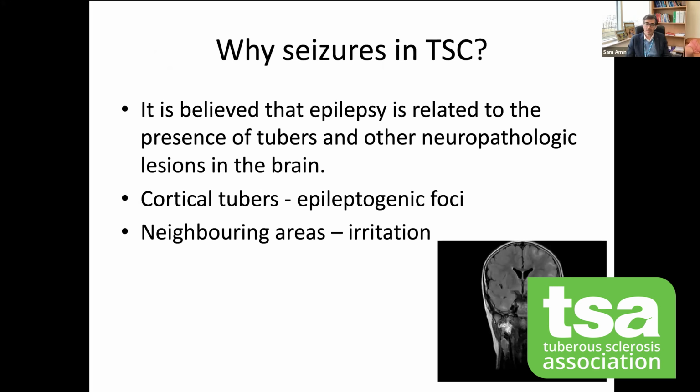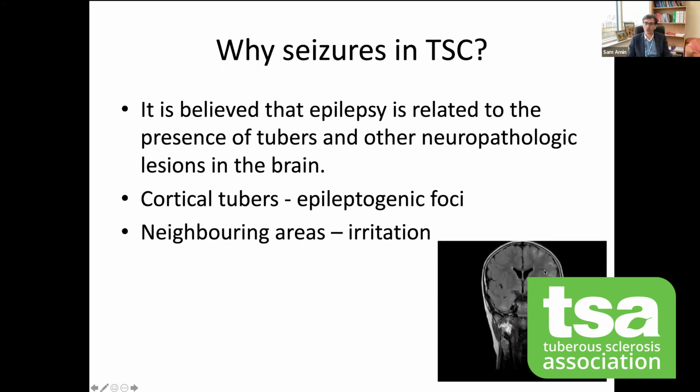But we think it's probably because of the tubers, the lumps people get with TSC. This is an MRI scan of the brain. If you look at this side of the brain, you can see a lot of white patches. These are tubers, or you can call them hamartomas. But if you look at this side, you don't see many white patches. So this is not normal, because you see there, white patch, white, white. These are all tubers.